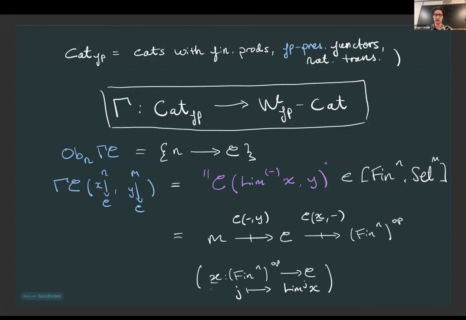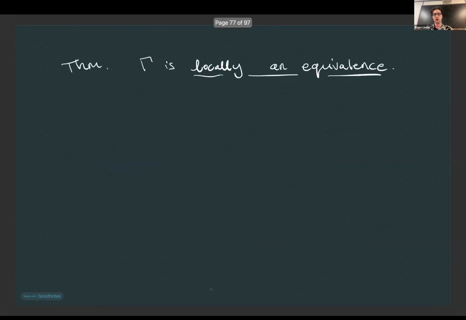But again, that's just there for completeness. It's not going to matter too much. And again, I've left out a lot of detail here. I haven't told you how to do this on 1-cells or 2-cells, but it all works out. It turns out that this thing, suppressing the fact that you have to check that this is a 2-functor, obviously, is locally an equivalence.